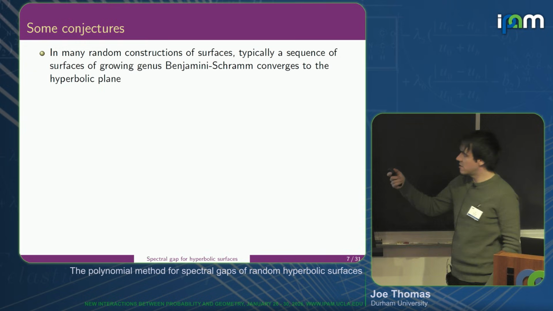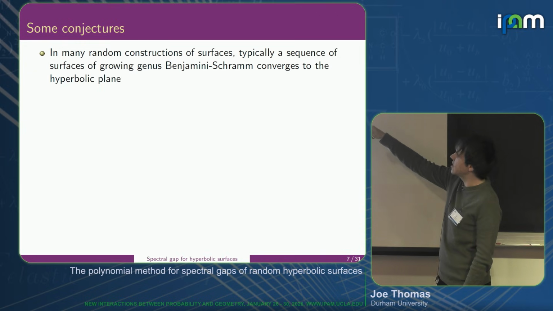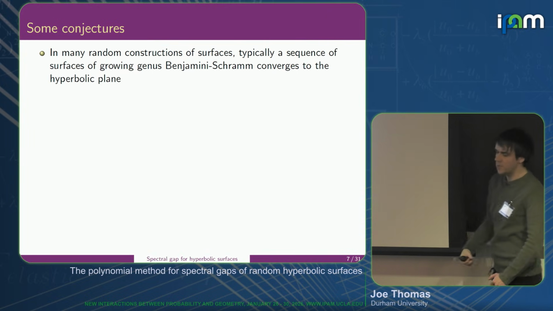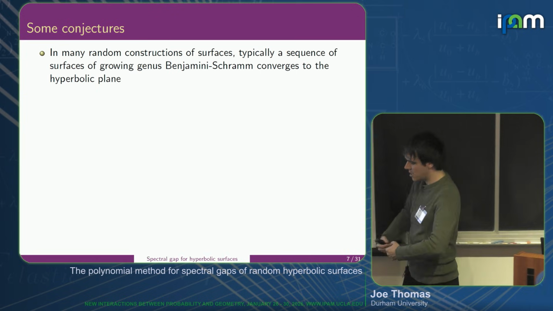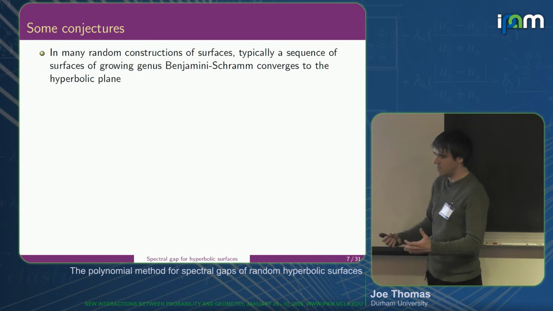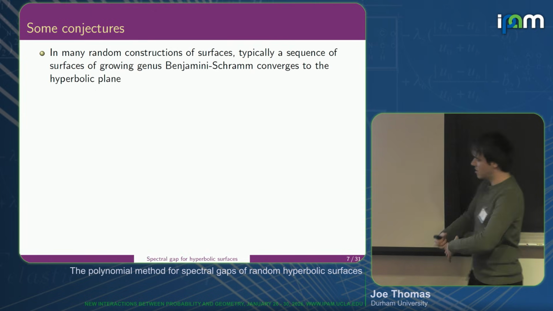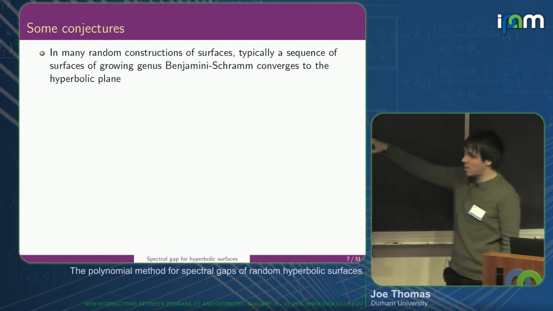In many of these models, if I look at sequences of surfaces of growing genus, they have this property that they Benjamini-Schramm converge to the hyperbolic plane. What I mean by this is, I fix some radius and look at the proportion of points whose injectivity radius is smaller than this radius, and along this sequence, this proportion will go to 0. So in most places, you're looking at large balls isometric to the hyperbolic plane in this large genus limit.